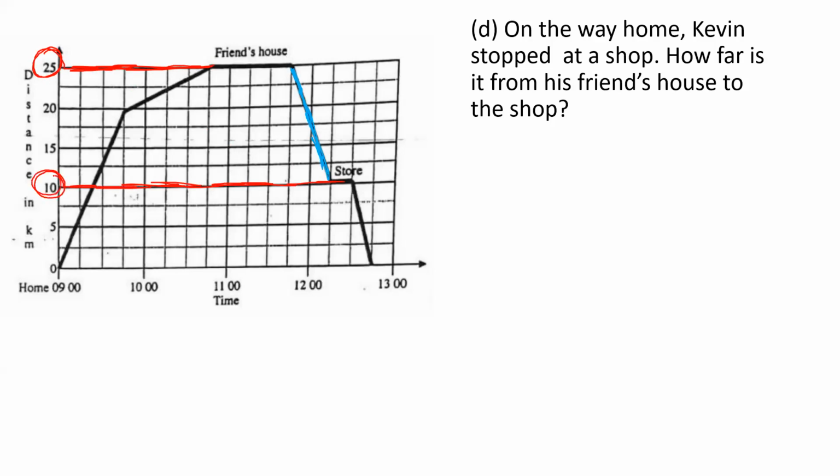So if you want to figure out the distance between the store and his friend's house, what do we have to do? We want to figure out this distance. Subtract. Very good. We have to subtract 10 from 25. So that means our answer is going to be 25 kilometers minus 10.